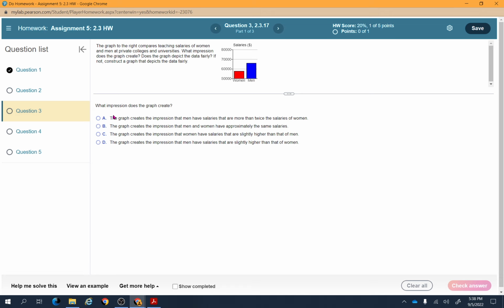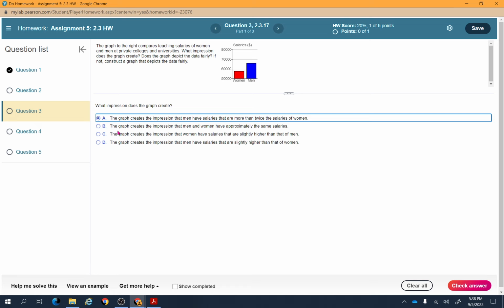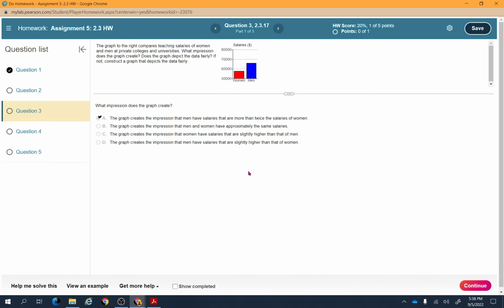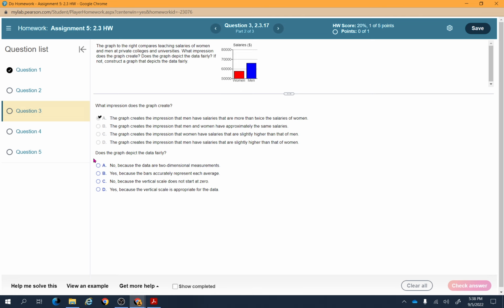So let's choose what impression the graph creates. The graph creates the impression that men have salaries that are more than twice the salaries of women. Yes, that looks right. The graph creates the impression that men and women have approximately the same salaries. No, that's not right. The graph creates the impression that women have salaries that are slightly higher. That's wrong. The graph creates the impression that men have salaries that are slightly higher than that of women. No, it creates the impression that men have double the salaries of women. But is that the case? Let's go to the next.